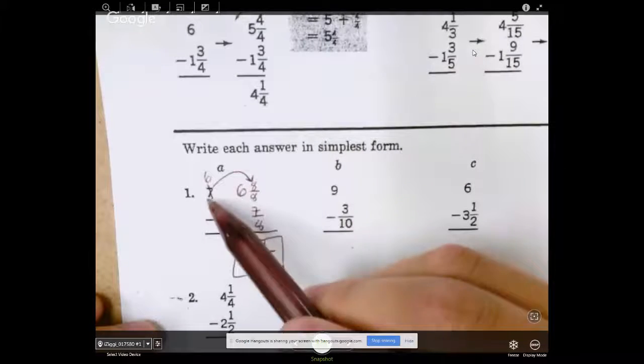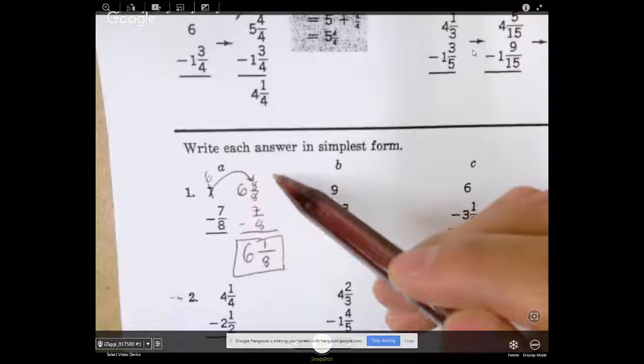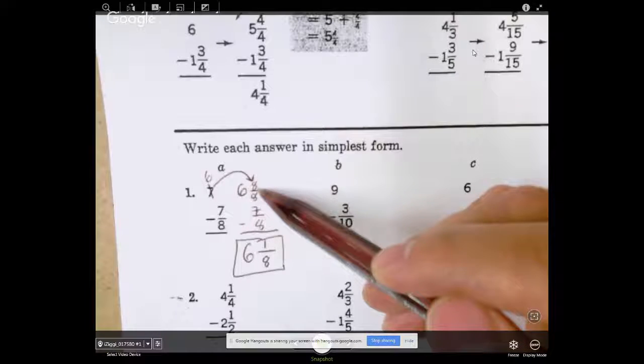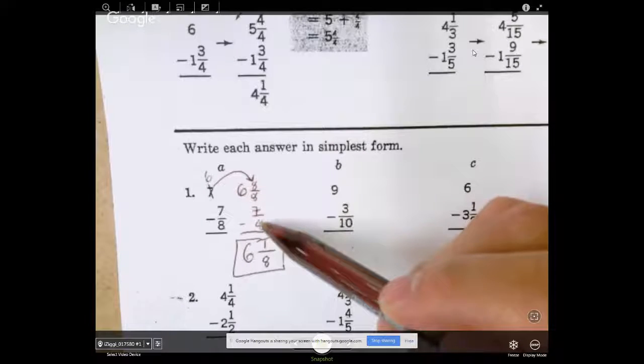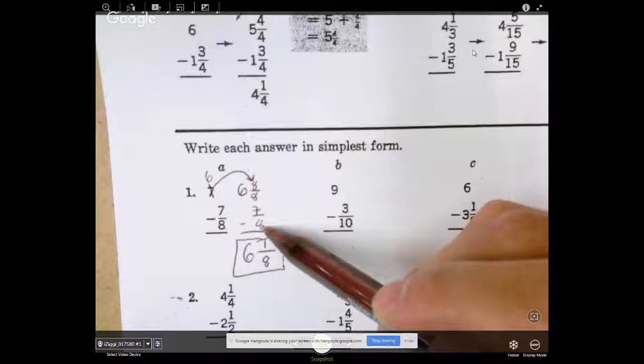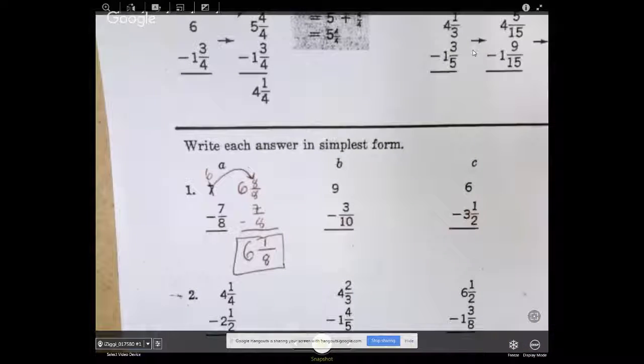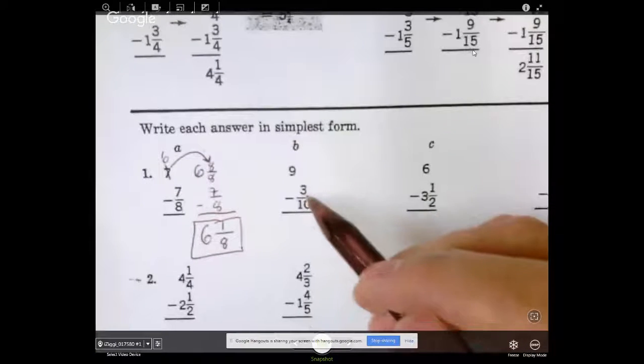So again, I turned this 7 to a 6, so I have to account for that 1. So I made this fraction equal 1. 8 over 8 is 1. Why did I choose 8? Because this denominator here was already 8, so I just made this 8 out of 8. Okay, all right, so let's take a look at the next one.